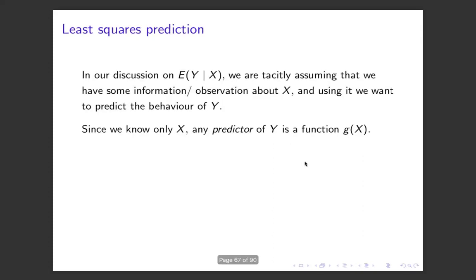So since we only know x, any predictor of y is going to be a function of x. So let us say g of x. If what you want to predict is on the basis of known information, it has to depend on the known information. And a mathematical way of saying that is that it is going to be a function of x.